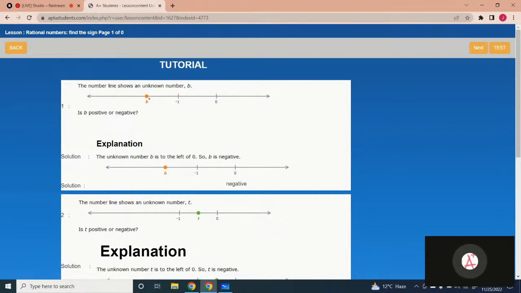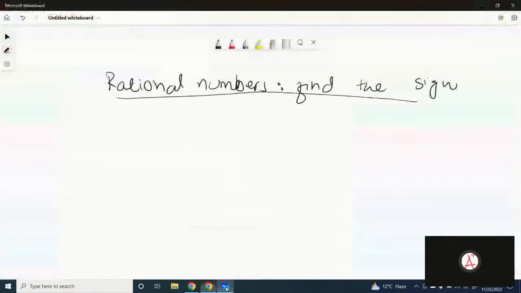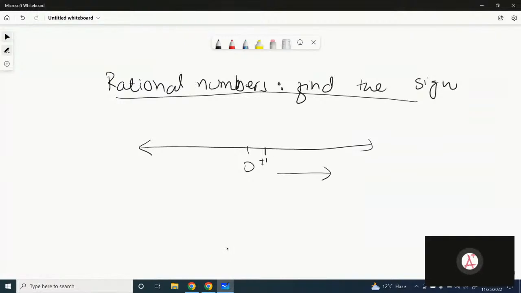You can just look: B is at the left hand side of the zero. Got it? So when a number is at the left hand side of the zero, that means it is on the negative side. Here is the zero. At the right hand side of the zero, you have all positive numbers. Got it? Positive 1, 2, 3, and so on. But at the left hand side of the zero, you have all negative numbers.